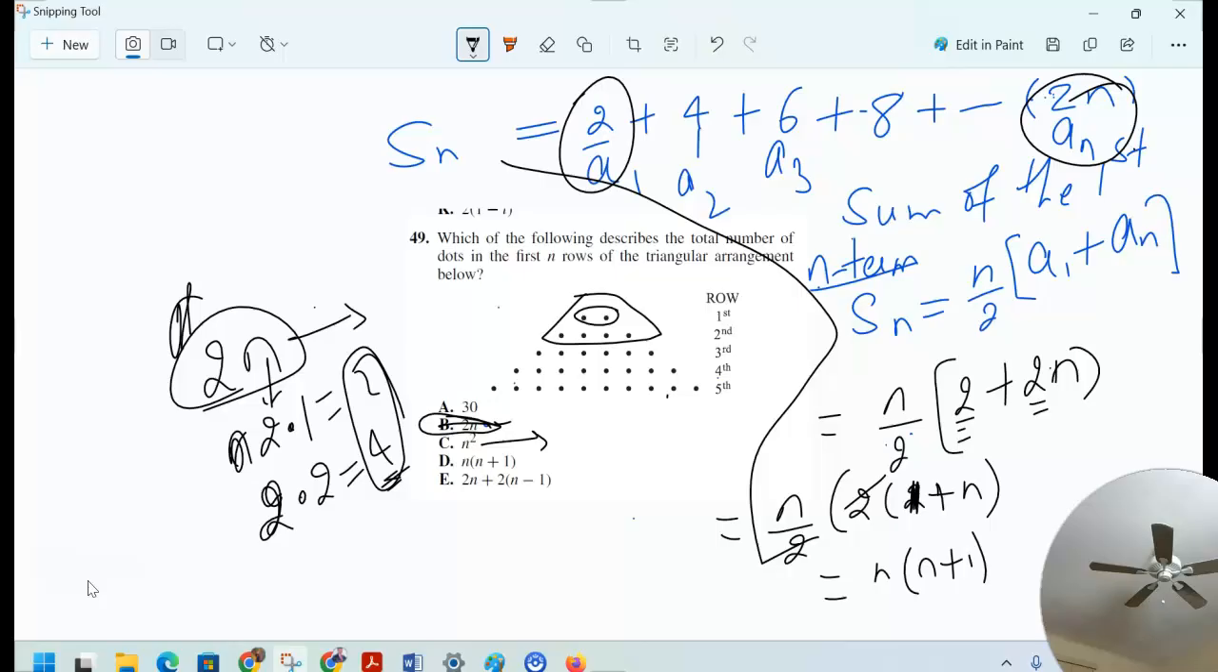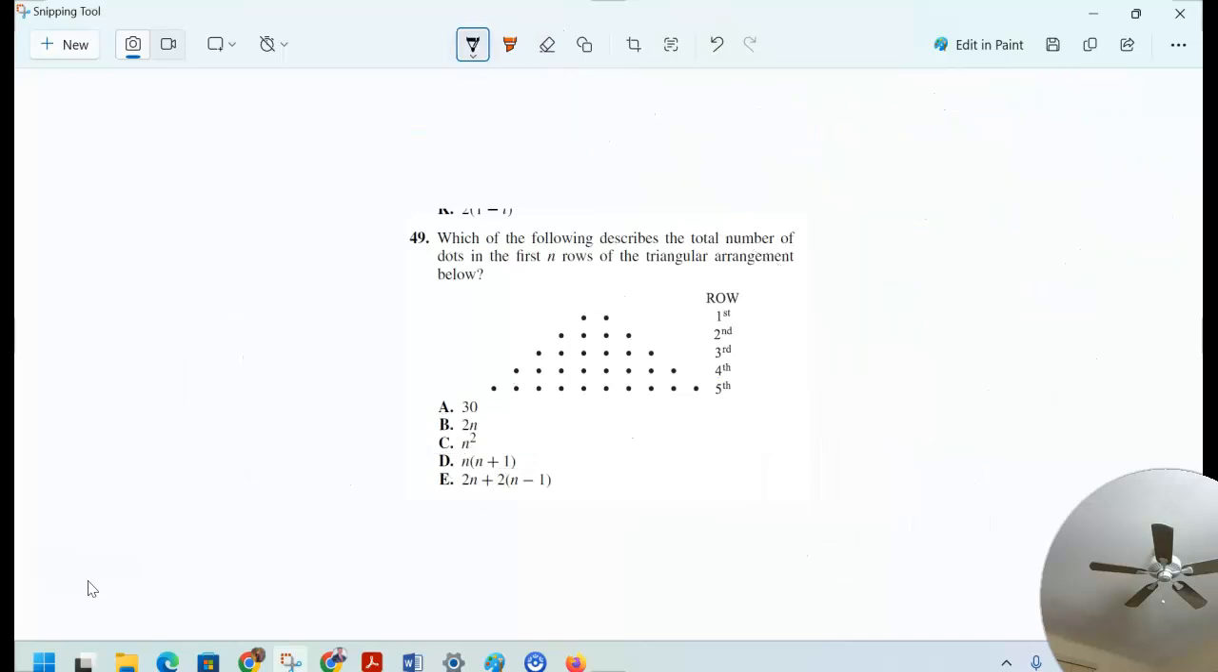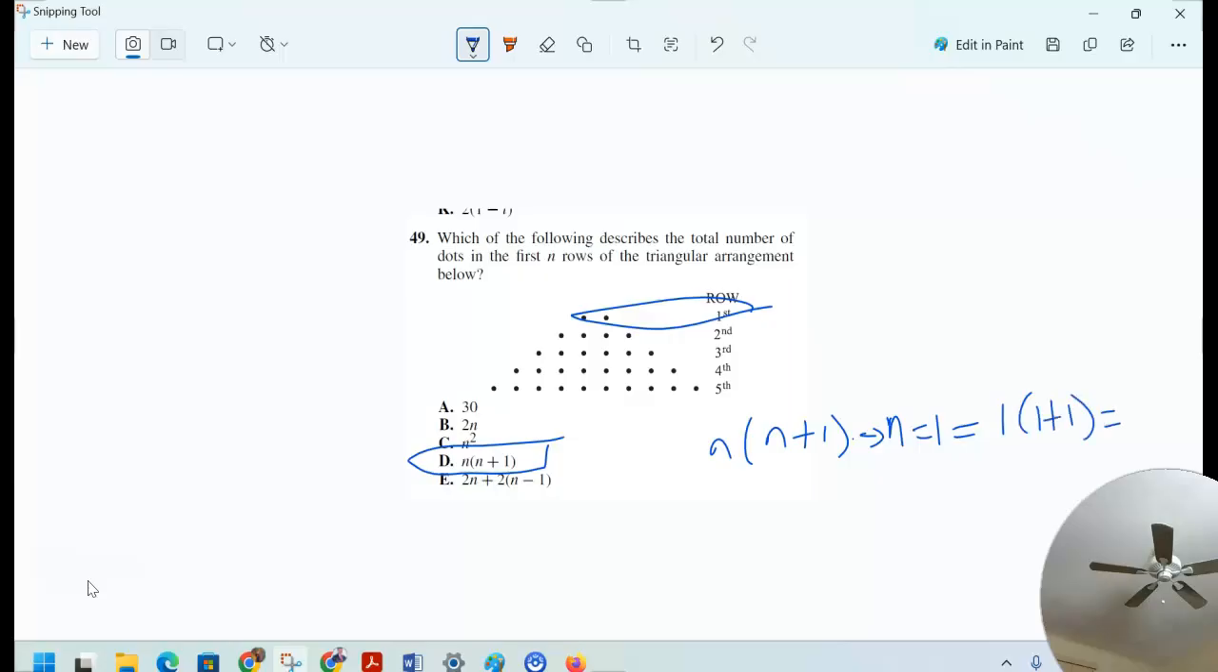1 square is 1. This cannot be 1 square because the first row, if you put 1 square is 1, but the first row itself has got 2 dots. And like this, you can check for the next one. So the question is, is it this one? Okay, let's keep it like this and just check for 1. If I put n is 1, first row, it becomes 1 into 1 plus 1, and that becomes 2. So this 2 is correct.